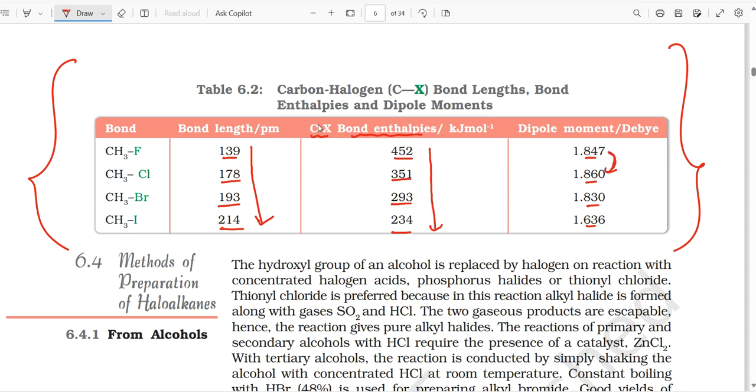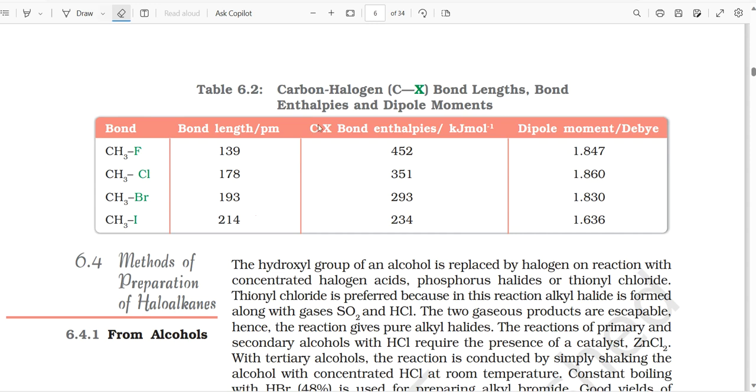That means here the first value decreases, the next value increases, and the remaining two values are decreasing in nature. Why? We have to know the concept behind why they are increasing or decreasing, or gradually increasing or decreasing in nature. This Table 6.2 is very important from any exam point of view. You have to understand the concept. If you learn this table by heart, within 2 days it will be forgotten. So please go with the concept.